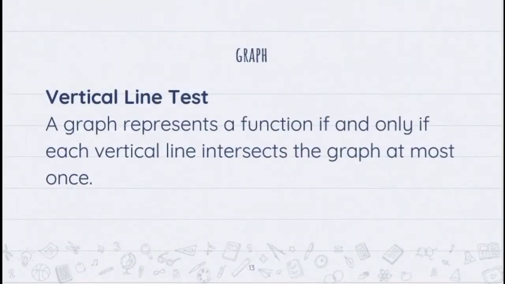Before we start with the items, let us first discuss the test which will help us in identifying the graph of a function. We have here the vertical line test. It states that a graph represents a function if and only if each vertical line intersects the graph at most once.